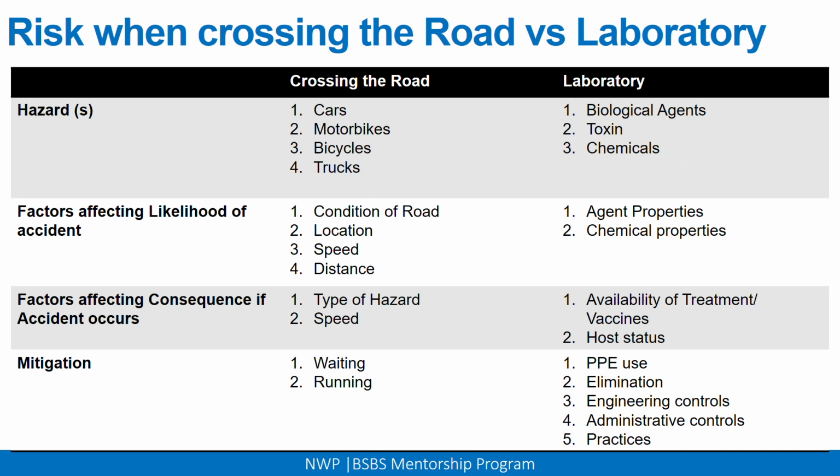toxins, and your chemicals. Of course, if we talk about your biological agents, there are different types of biological agents. So just like the cars, there are different types of cars with different sizes and makes and everything. Same applies to the biological agents. There are different types of biological agents. So there are certain biological agents that are more lethal if you get exposed to them. Like the disease you get is more lethal as compared to other types of biological agents.